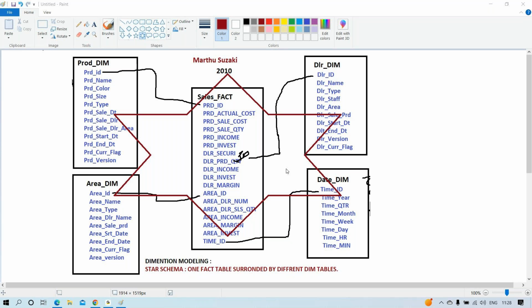So, what is the actual difference between surrogate key and foreign key?